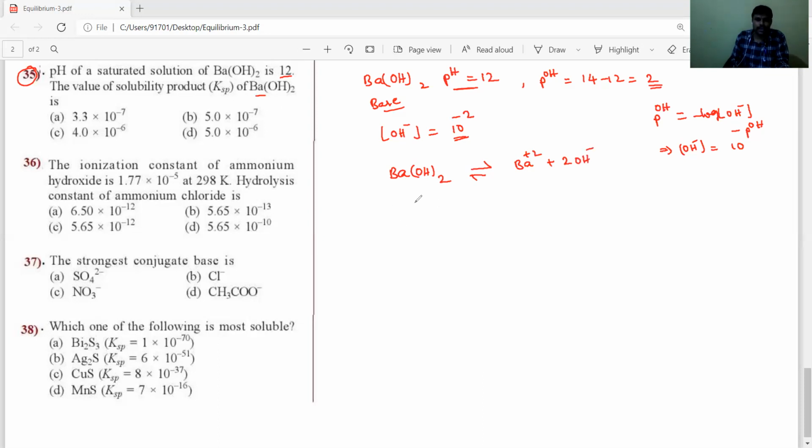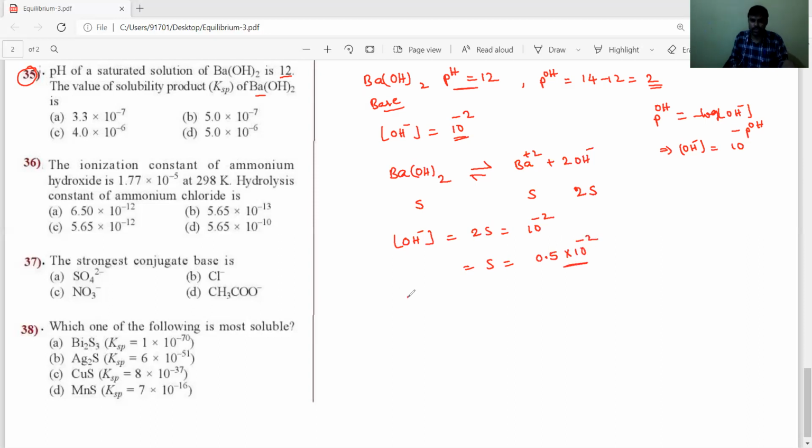Let the solubility be S, and the OH minus ion concentration is 2S, because 2 OH minus ions are there. And the OH minus concentration, we know, is 2S is equal to 10 to the power of minus 2. Then S is equal to 1 by 2, meaning 0.5 into 10 to the power of minus 2.